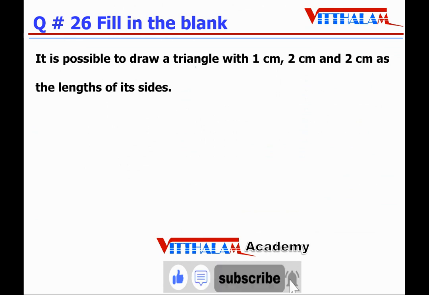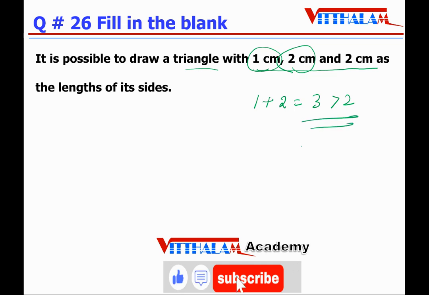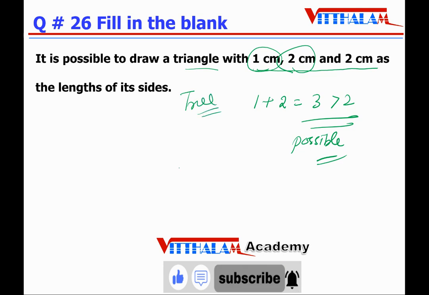It is possible to draw a triangle with 1 cm, 2 cm, 2 cm as the length of its sides. So let's add up 1 cm plus 2 cm. It is 3, which is greater than 2. So yes, this is possible. True. We can draw, say, 1 cm, then I need 2 cm. So now these sides are the same. This is 1 cm, now this 2 and this 2. So this is possible, and it will be acute angle. Next.